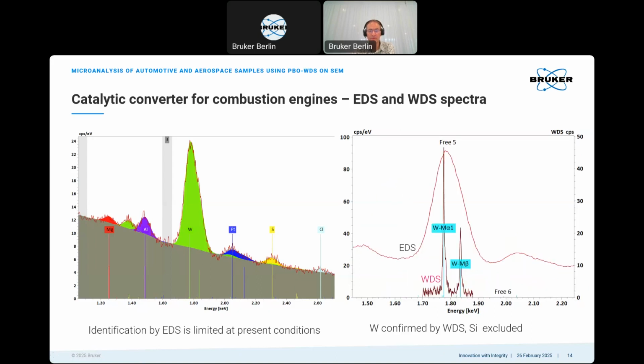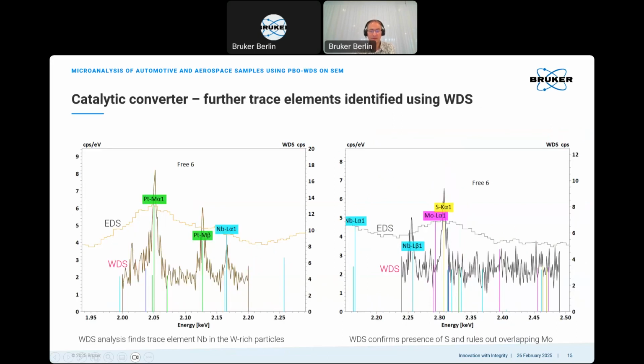And the same we can do for the tungsten. We can do a WDS range scan across this energy range, and we confirm the presence of tungsten, rule out any tantalum and any silicon in this sample. There is some silicon in some places, due to the ceramic grid, but in the pure particles, there isn't.